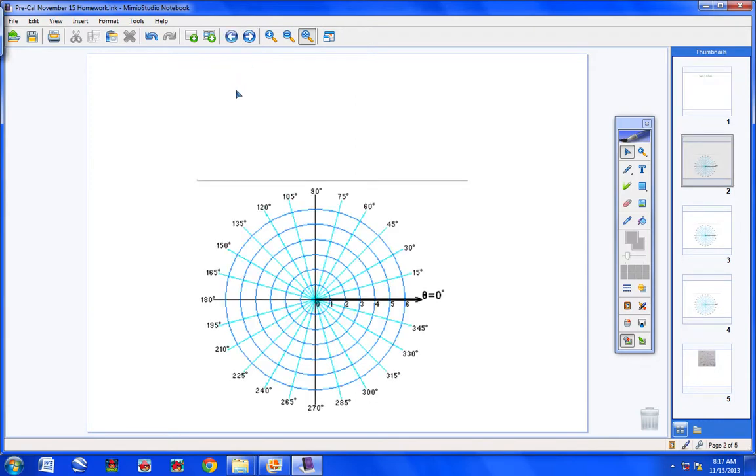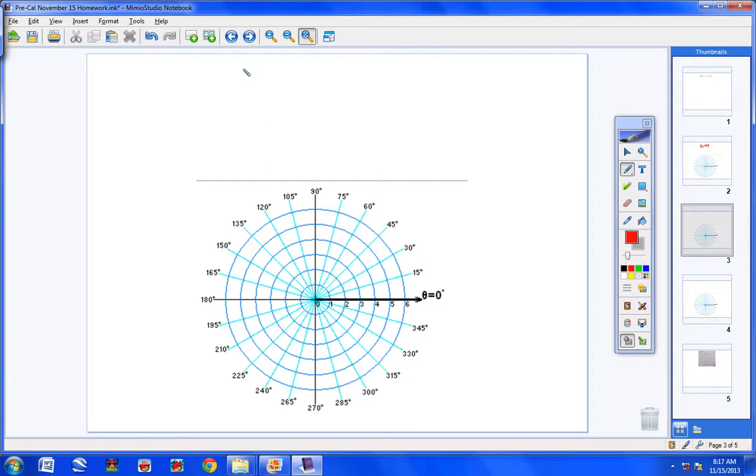Number 1, you are asked to plot this point right here, 2, 45 degrees. First of all we rotate 45 degrees, and when we do that we see we're on this axis right here. Now that's the positive part, down here is the negative part, and notice we want a positive 2. So on this 45 degree axis we're going to go up 1, 2. So there we go.